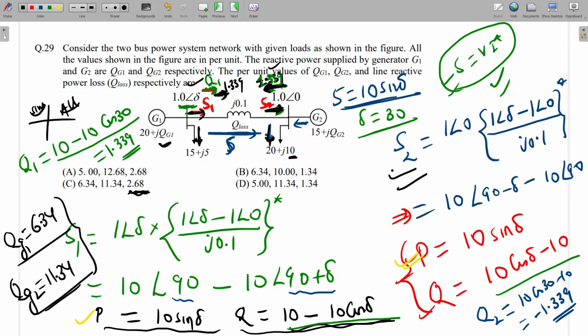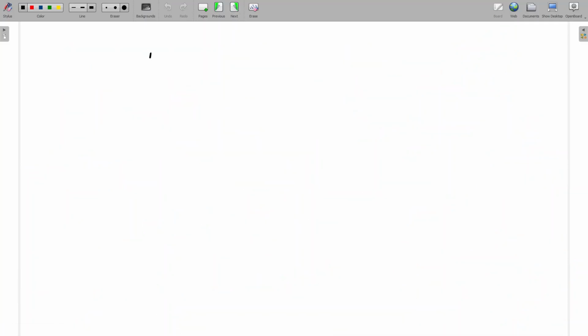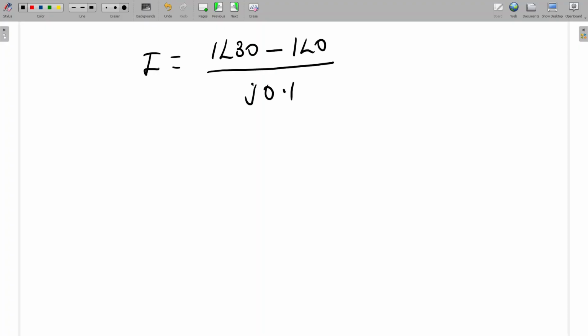Then you can solve. Again, we can verify: if we do I square into X, then we will get this 2.68, which is the reactive power consumed by this line. So here we can verify that. What will be the I value? I will be 1 angle 30 minus 1 angle 0 divided by j0.1. So what will be the magnitude of this current?